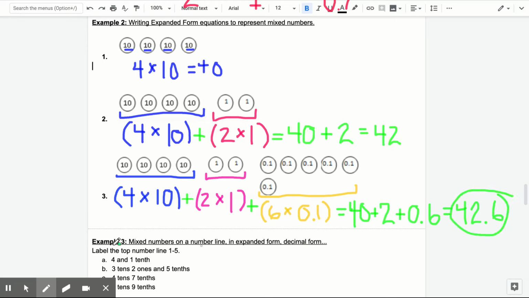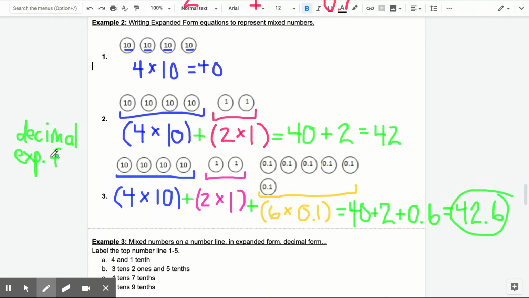Okay, so what we're going to call this that we just did, these equations are going to be called decimal expanded form. So decimal, sorry you guys, writing the letters is a little tough still. Decimal expanded, I'm going to abbreviate this EXP, expanded form.